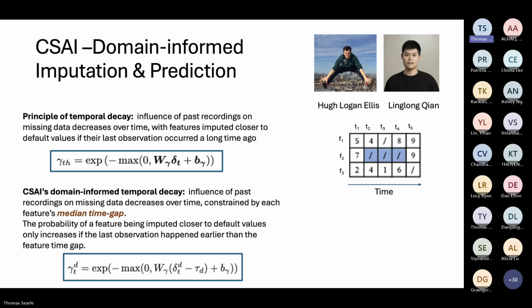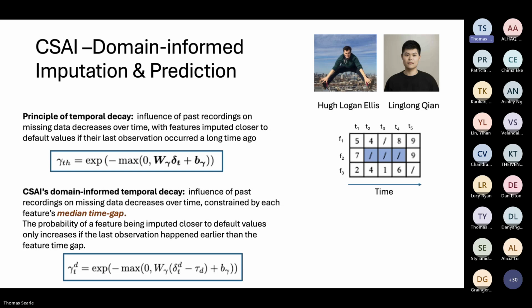So Ling Long went and made another function. What he did is that he got this tau, which is the median expected recording gap for a given feature, which is extracted directly from the data. And then we plugged it into the decay function. And the results were astonishing.